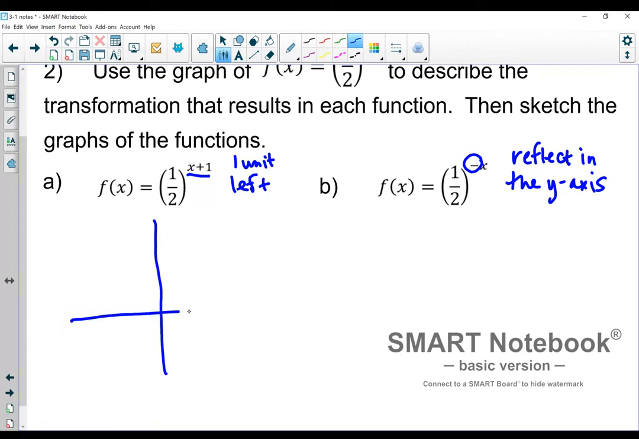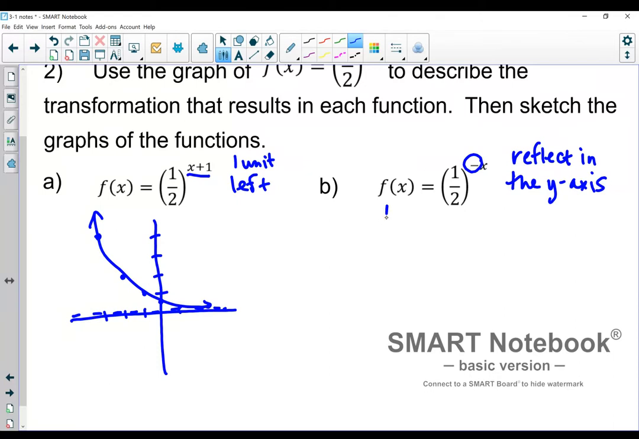So here's my axes, and now I know I'm moving everything over. So instead of -2, 4, it's going to be -3, 4, and then -2, 2, and then -1, 1, and then 0 is now the 1/2, and 1 is now the 1/4. And I still have that asymptote.